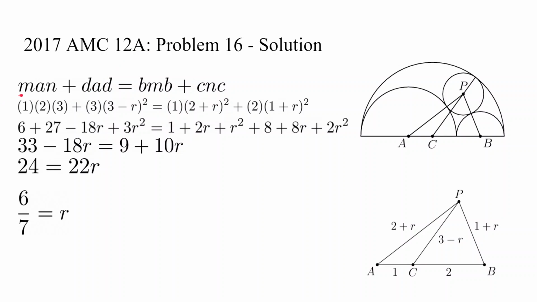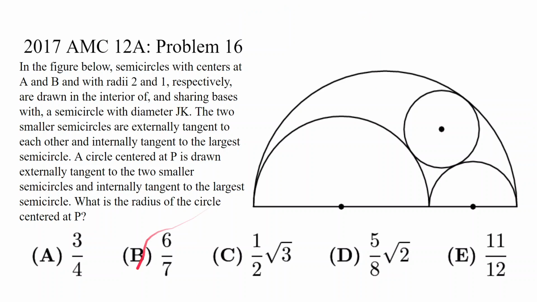Then you can do some good old algebra. Man plus dad is equal to bomb plus sink. Man and his dad put a bomb in a sink. Work it all out with your pen and paper. 6 over 7 is equal to R. And if I remember correctly, that is B.